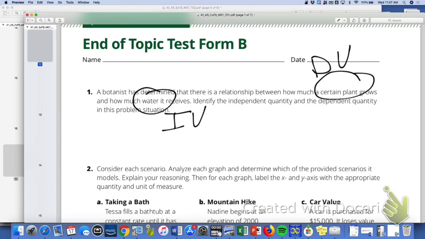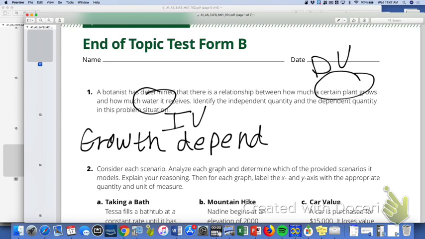The only thing was your reasoning. So make sure you make your reasoning very clear. Growth depends on water. That's all you've got to say. That's why the growth is the dependent variable. Okay, I'm not even going to do number 2 because we did.